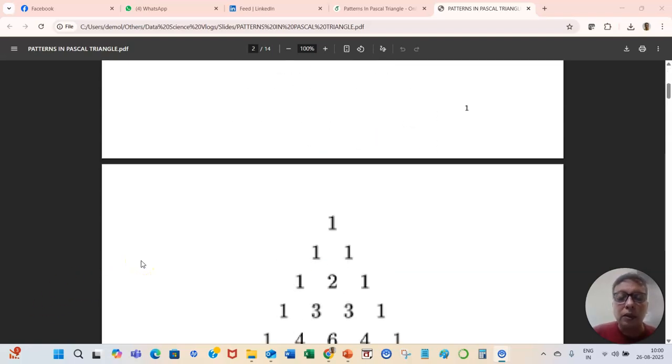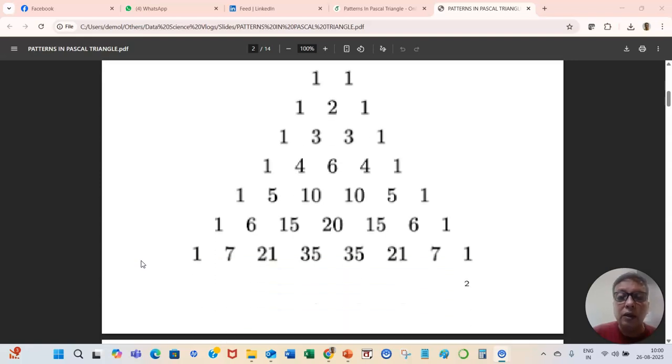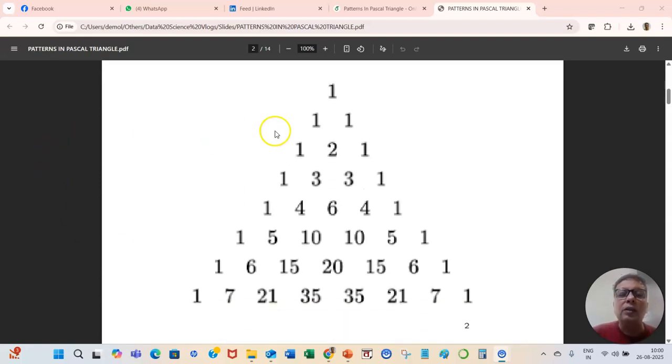So let us start with Pascal's triangle. It's an arrangement of integers. Pascal's triangle starts with 1. All the rows have 1 at the starting value and 1 at the ending value. For any interior number, say 10, 10 is the sum of 6 plus 4. The above two values sum up to the value. 35 is 15 plus 20. So this is the simple construction of Pascal's triangle.